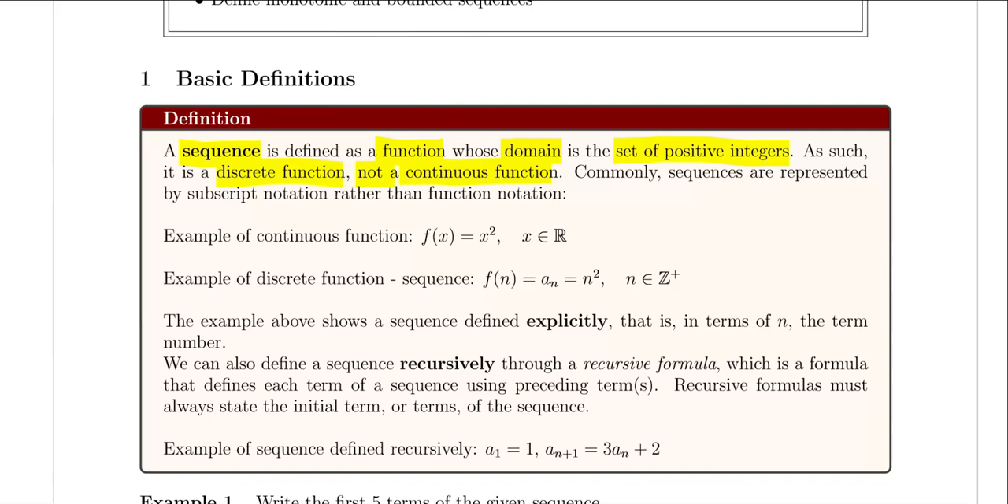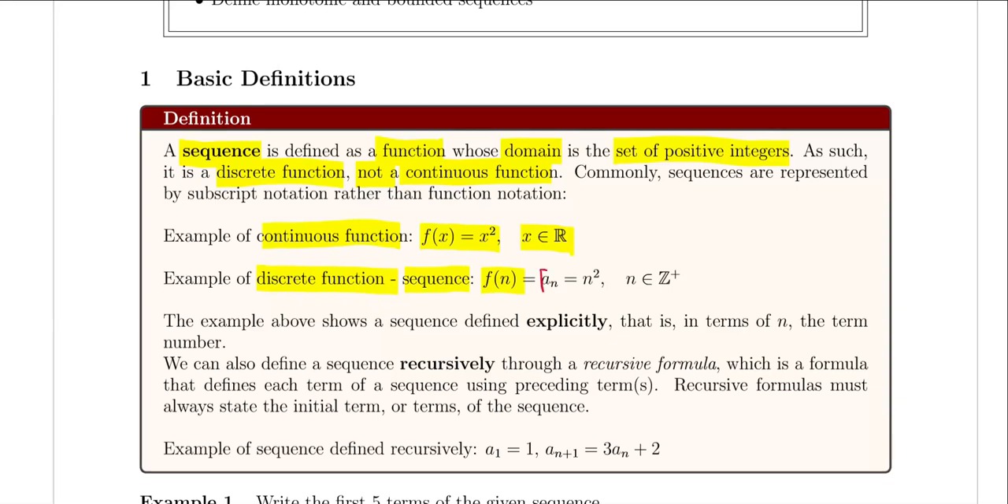below. Now I wanted to give you here some examples of a continuous function. So an example of a continuous function could be x squared, a quadratic function here. So we have f of x equals x squared, and you see here that x could be any real number. Now an example of a discrete function, aka a sequence, could be represented like this, f of n, but again we're going to be using subscript notation.